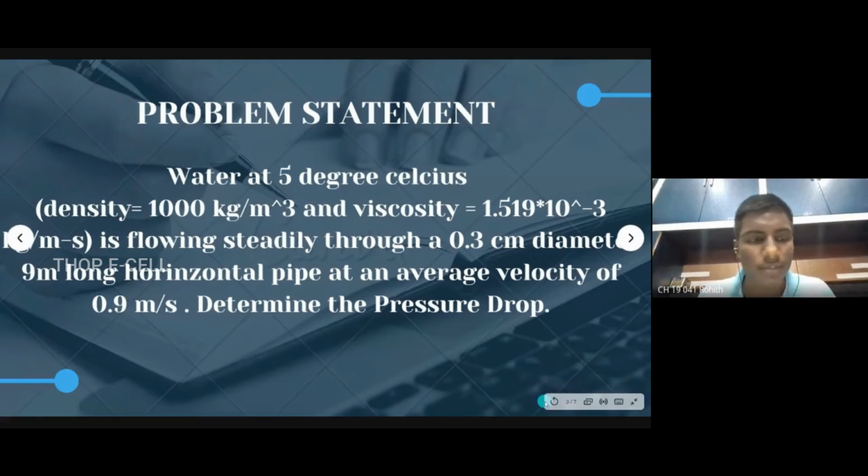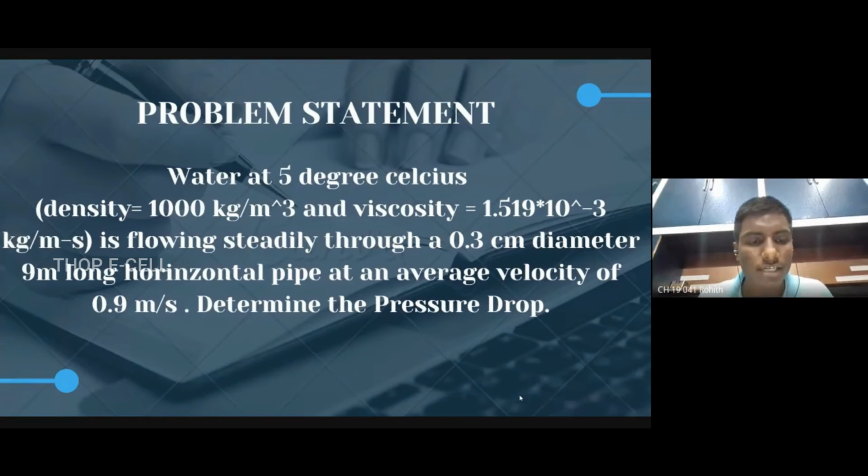Problem statement: pressure drop. As our aim is to calculate pressure drop, we took a problem from our fluid mechanics textbook. The component is water at 5 degrees Celsius, with density 1000 kg per meter cube and viscosity 1.519 into 10 power minus 3 kg per meter second, flowing steadily through a 0.3 centimeter diameter, 9 meter long horizontal pipe at an average velocity of 0.9 meter per second. These are the inputs we need to give so that we can determine the pressure drop using Pro2.